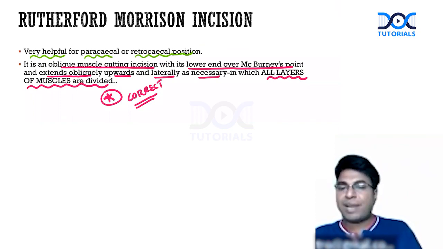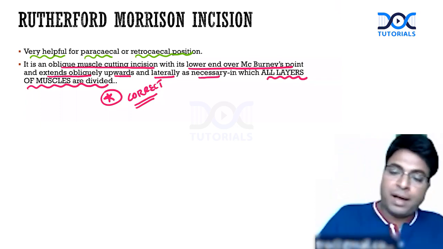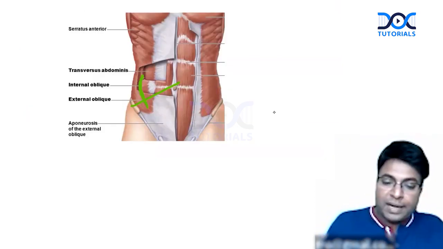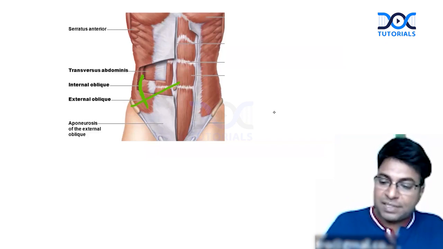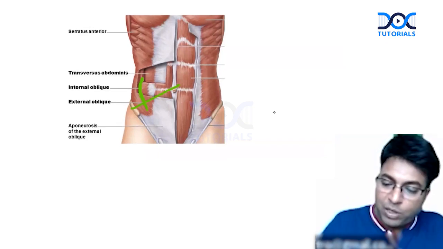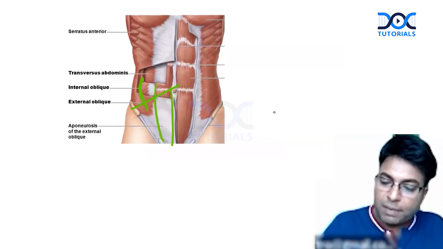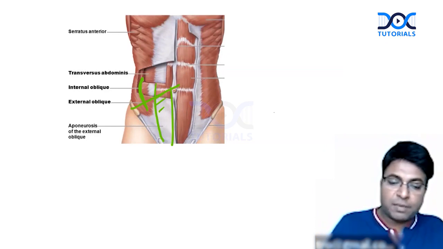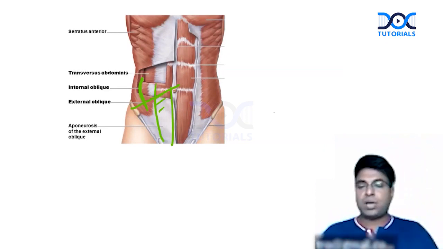Okay, Rutherford-Morrison will have high chances of hernia, and no rectus abdominis muscle is cut. So please remember, this is the rectus abdominis here. We don't go to that place at all. So rectus abdominis is not cut. That is the point here. It will not be touched at all by this incision.